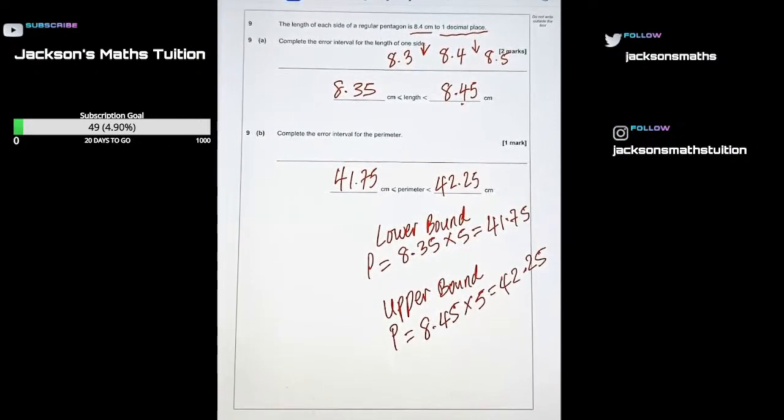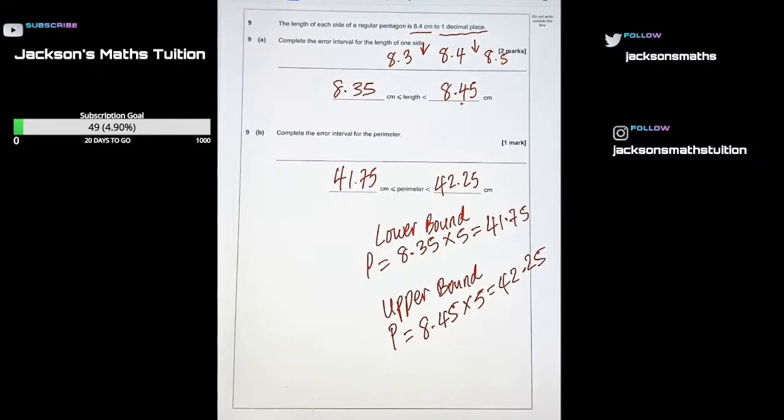For 1 mark, guys. Feel free to use your calculators. This is a calculator paper.